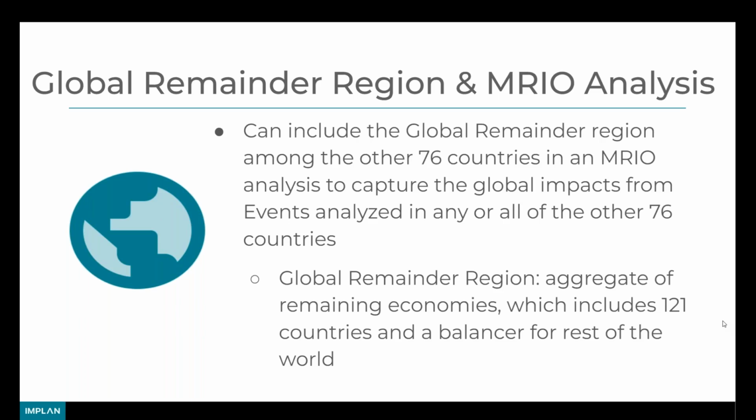Given this data generating process, the global remainder region is designed to be solely used for a global MRIO analysis. In other words, it aims to provide a fuller accounting of the indirect effects in other regions that the OECD does not explicitly cover. For this region, it should never be the principal study region and should only be included in an MRIO analysis with all other 76 countries.